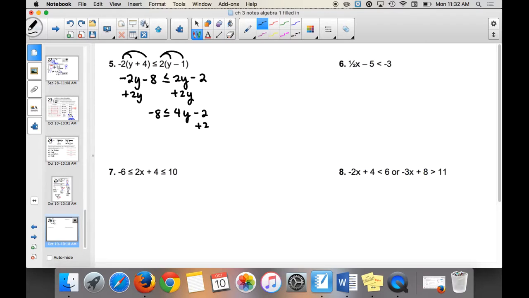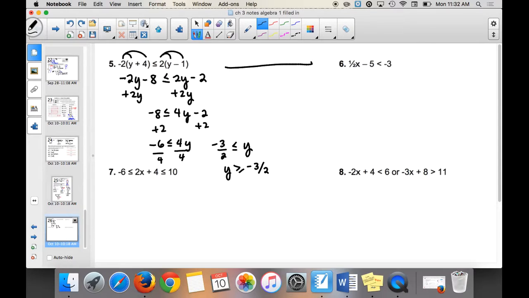And then we add 2, so we get negative 6 is less than or equal to 4y. We divide by 4, so we have negative 6 over 4. That reduces to negative 3 over 2 is less than or equal to y. Now, if you want the y to be on the left-hand side, see the arrow points the way you should shade. If you say negative 3 over 2 is smaller than y, then that means y is bigger than negative 3 over 2, right?